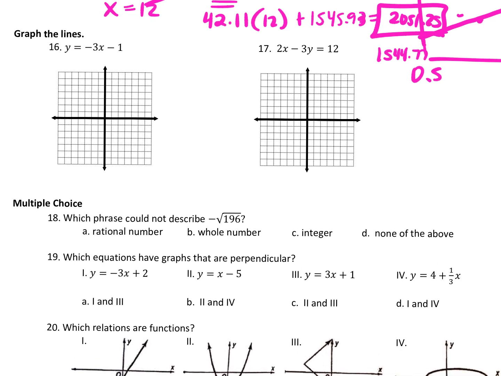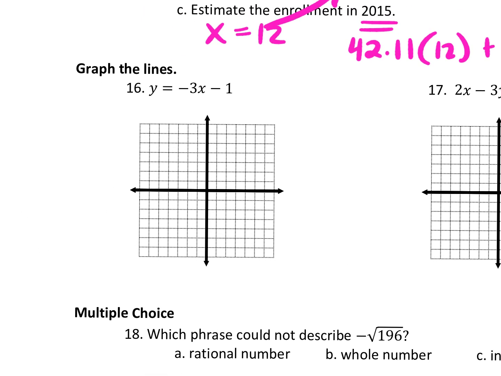Okay, 16. This one says graph the line, and we have y equals negative 3x minus 1. So when you graph this, you are first graphing your y-intercept. This is slope-intercept form, so you're going to plot the negative 1 first. From 0, 0, you go down 1, right? That's this. And then from there, you'll go down 3, 1, 2, 3, to the right 1. You could also go the other way with it, up 3 and left 1. Your graph ends up looking like that.